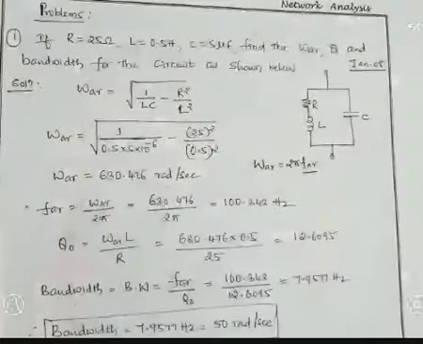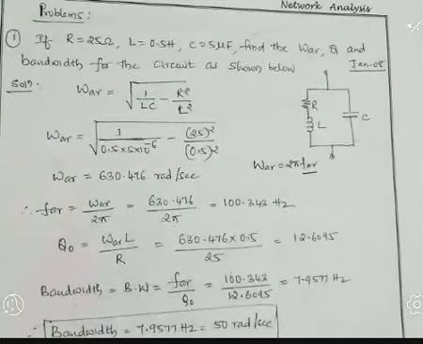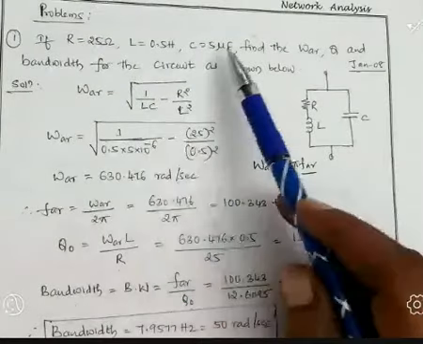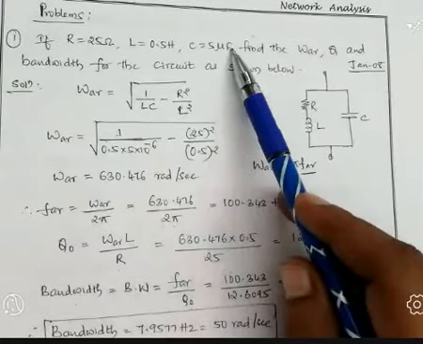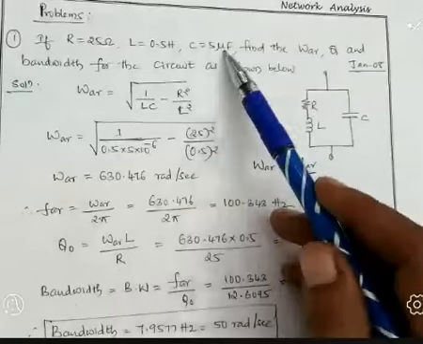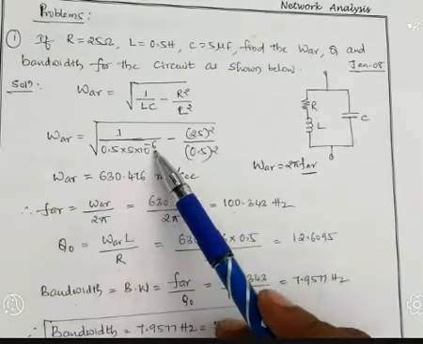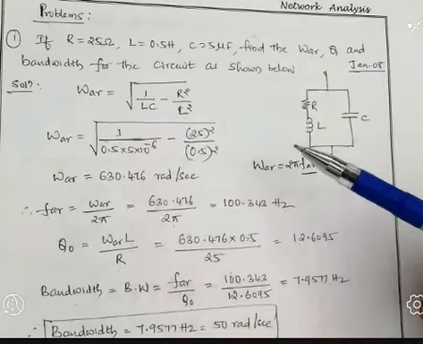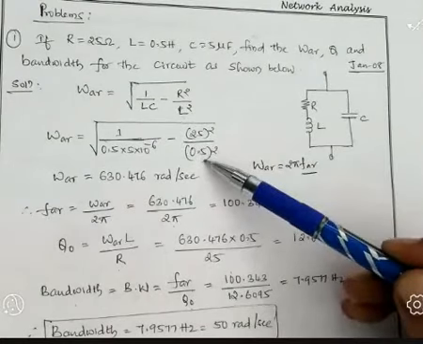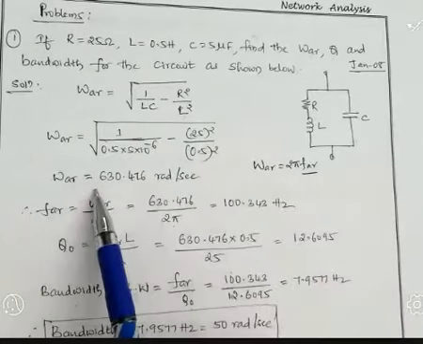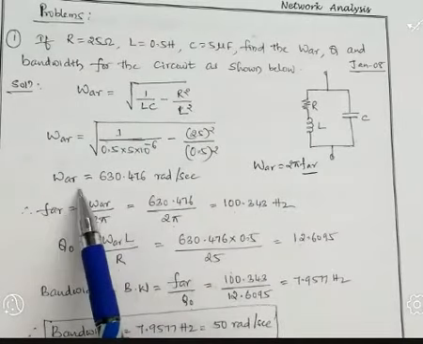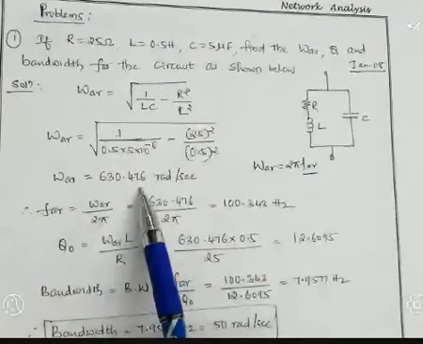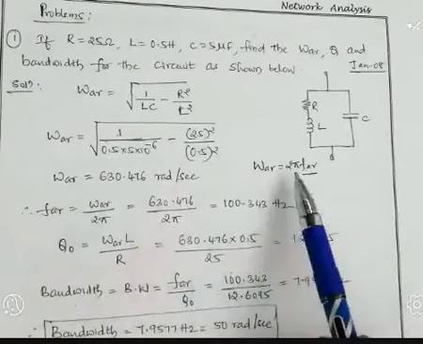All the values are given, so it is a simple direct substitution. L is 0.5 Henry, multiplied by C, which is 5 microfarad. Micro means 10 raised to minus 6, so 5 into 10 raised to minus 6, minus R square. R is given, that is 25, so 25 square divided by 0.5 square. Doing the simplification, we get omega AR equal to 630.476 radians per second.